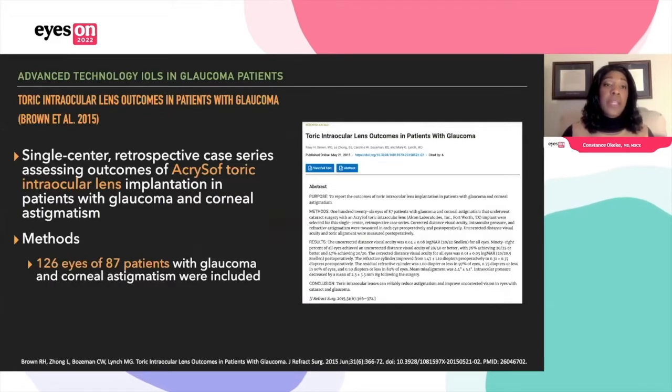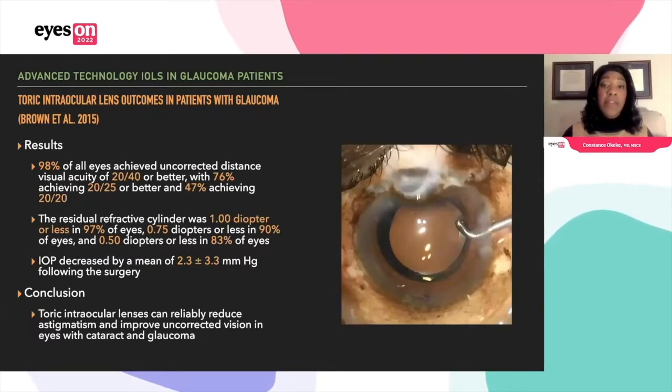Here is a study that looks at toric lenses in patients who have glaucoma. This is a single center retrospective study looking at the Acrosoft toric lens in patients who have glaucoma with astigmatism. There were 126 eyes of 87 patients, and they did find good results, with 98% of patients having 20/40 or better vision and 47% achieving 20/20 uncorrected distance vision.